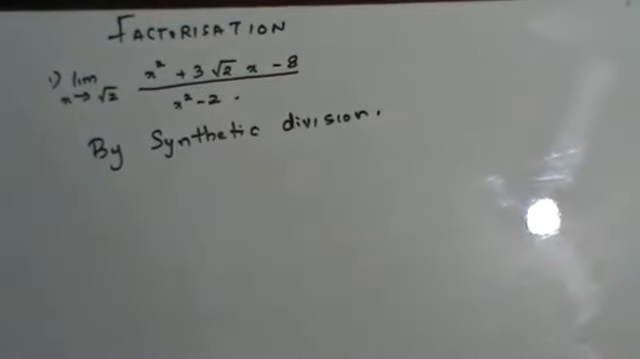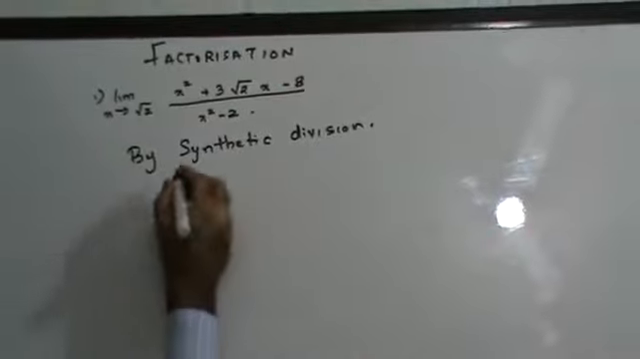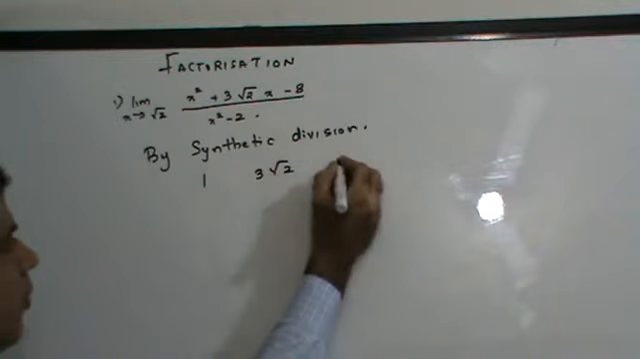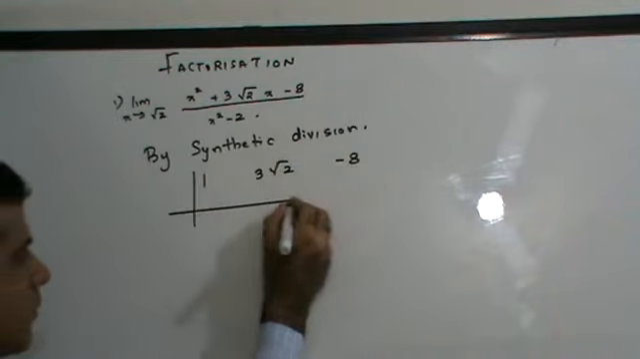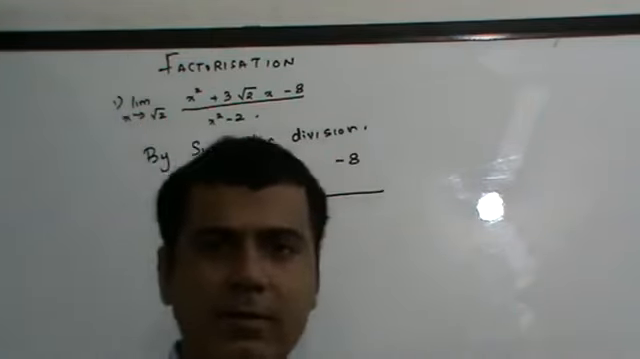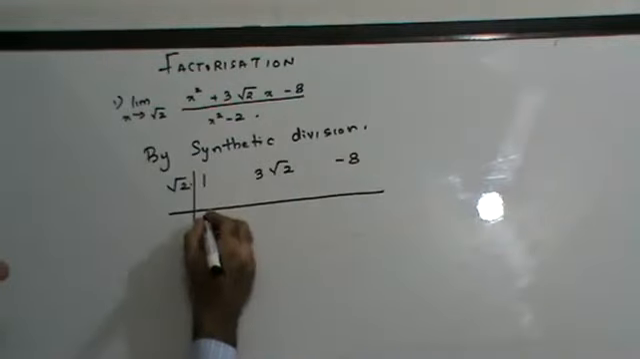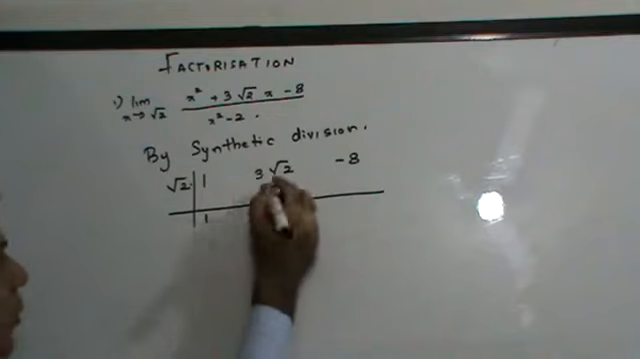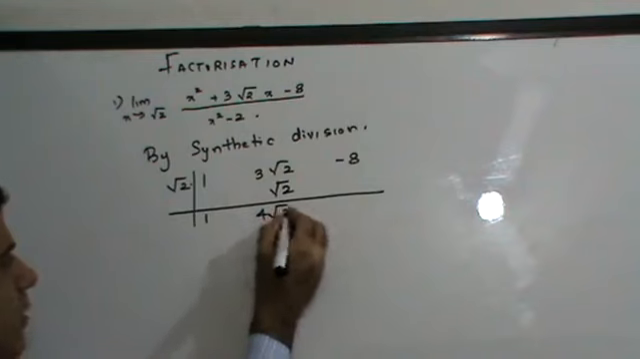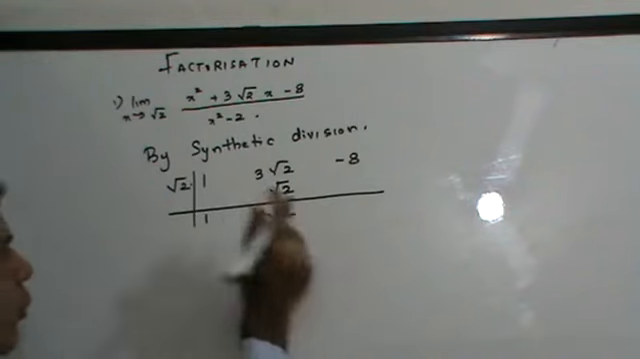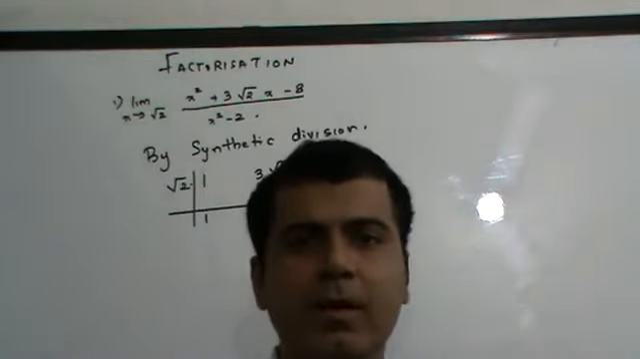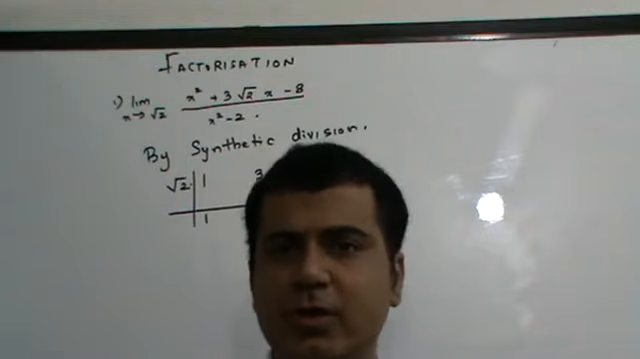First thing that you do is write the coefficients of the variables, that means the numbers which are there. I am synthetically dividing the numerator, so 1, 3 root 2 and minus 8. Write the limit, whatever x tends to, as the other term. Now bring the first number down as it is. Now 1 into root 2 is root 2. 3 root 2 plus root 2 is 4 root 2. 4 root 2 into root 2 is 8. Remainder comes to 0. If the remainder comes to 0, that means your synthetic division is correct.